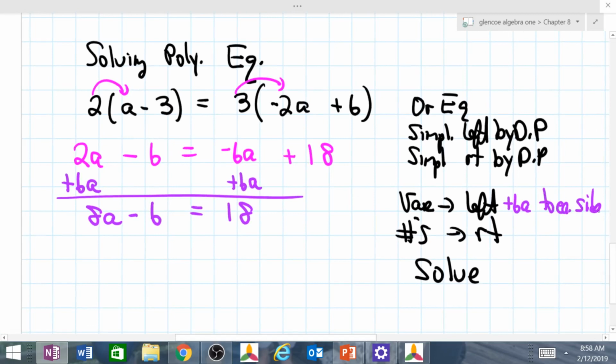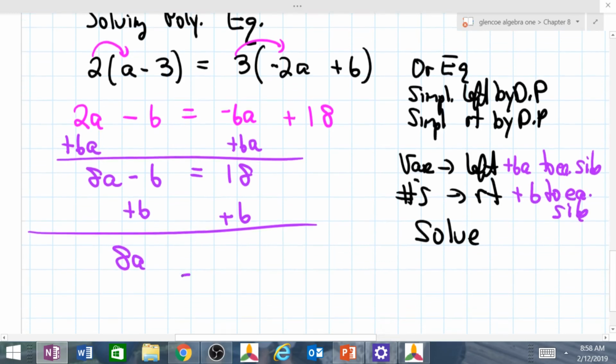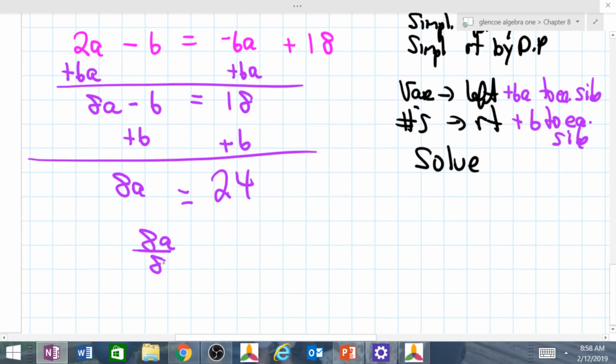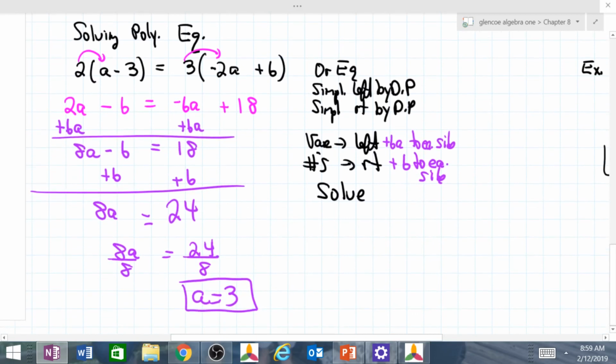And now I'm going to add 6 to each side. And what I get is 8a equals 24. Divide each side by 8, and a equals 3. Is everyone with me? Solving a polynomial equation. So really it's nothing more difficult than anything we've done up to this point. We're just going to throw some distributive properties in there along the way.